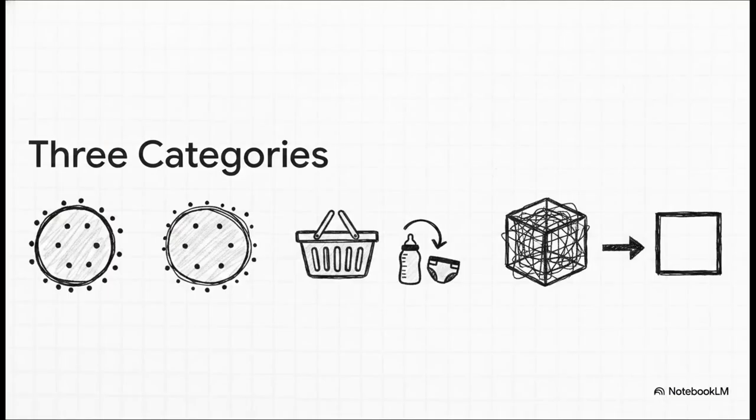There are really three main ways algorithms handle a giant pile of chaotic data here. First is clustering, which naturally groups similar data points together. This is a total game changer for finding hidden segments in customer data, for instance. Second is association rule mining. You see this in market basket analysis. It finds patterns, like noticing that folks who buy diapers almost always grab baby wipes too. And third, dimensionality reduction. This takes massively complex datasets and simplifies them by stripping away the noise while keeping the most crucial information totally intact.